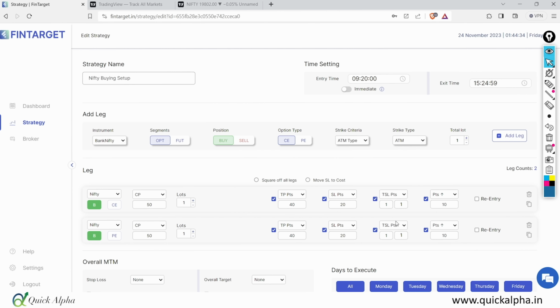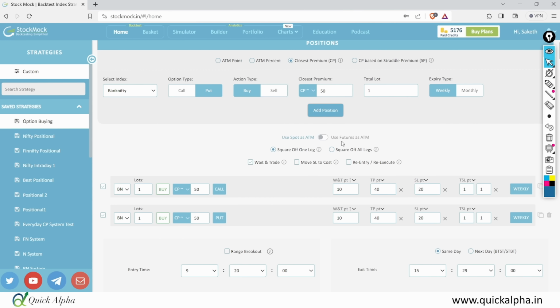So now we are going to backtest the same system and see how it has performed over the years. So first we are going to see for the last 1 year alone. And to backtest, we'll be using Stockmock.